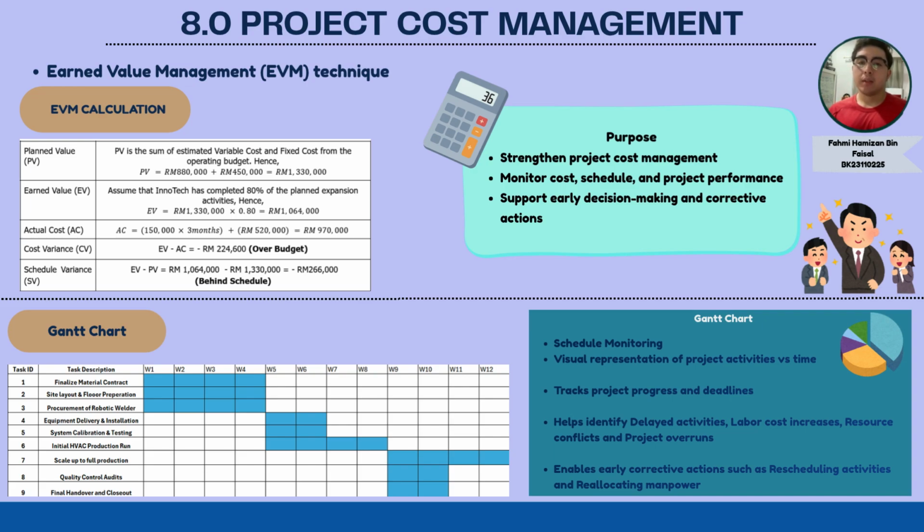Currently, we assume that this company has physically completed 80% of the planned expansion activities, which yields an earned value of RM1,064,000. However, when calculating our metrics, our cost variance and schedule variance show clear warning signs. Our schedule variance stands at negative RM205,100, which means that we are lagging behind our target timeline, while our overall cost variance highlights that we are spending past our projection, meaning to say we are over budget.